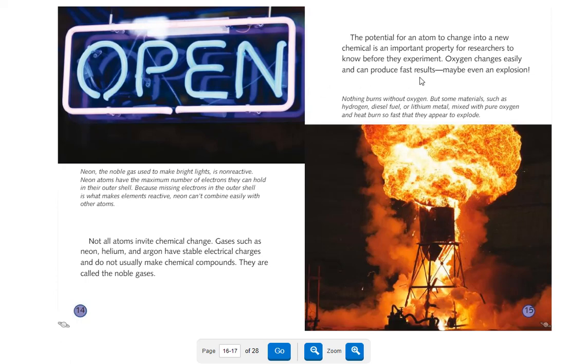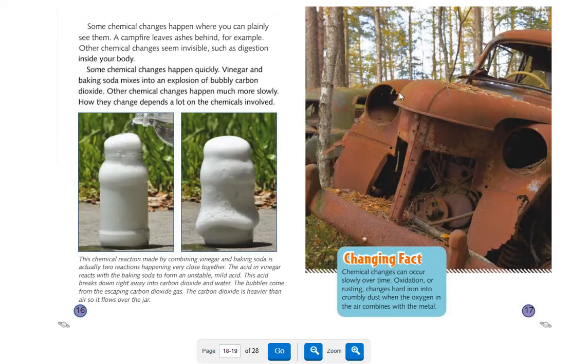It has some empty spaces in its outer shell that makes it very, very quick to bond with other atoms, which can produce pretty devastating results if it mixes with certain substances. Nothing burns without oxygen. But some materials, such as hydrogen, diesel fuel, or lithium metal, mixed with pure oxygen and heat, burn so fast that they appear to explode. Indeed, they do. So pure oxygen is actually quite deadly for that reason.